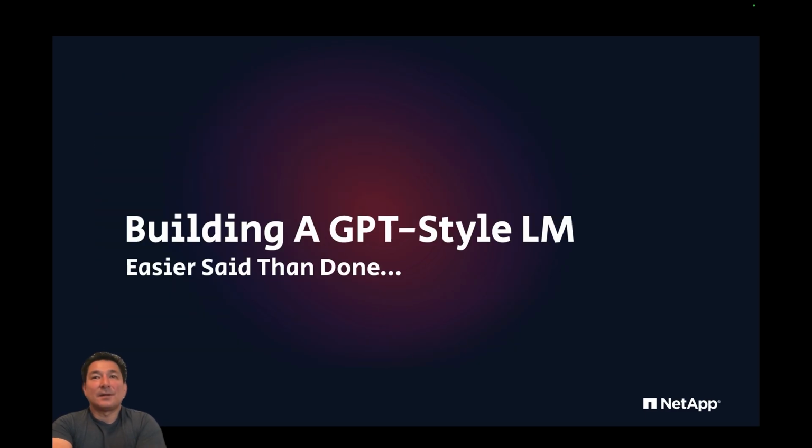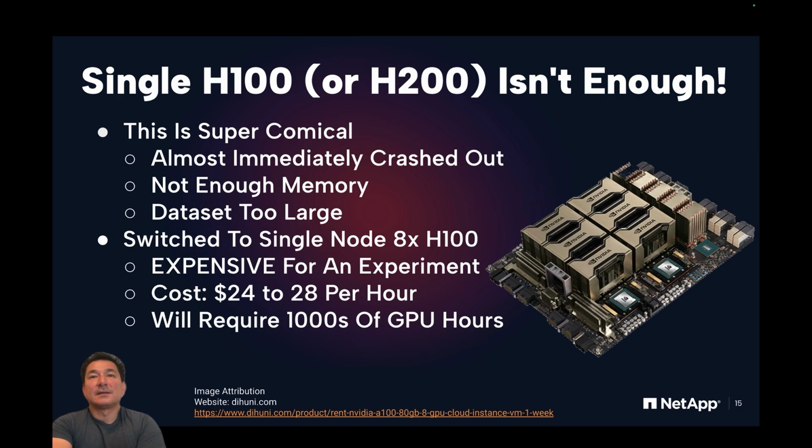So now let's talk about how to take what we've learned and do it the right way, the way that will actually work, where you'll be able to train a small language model from scratch. So the first thing: a single H100 is not enough. I did this just as an experiment to see how far it would get. It turns out this is super comical because you won't even get past the starting line. You instantly fill up your memory and you crash out within the first minute.